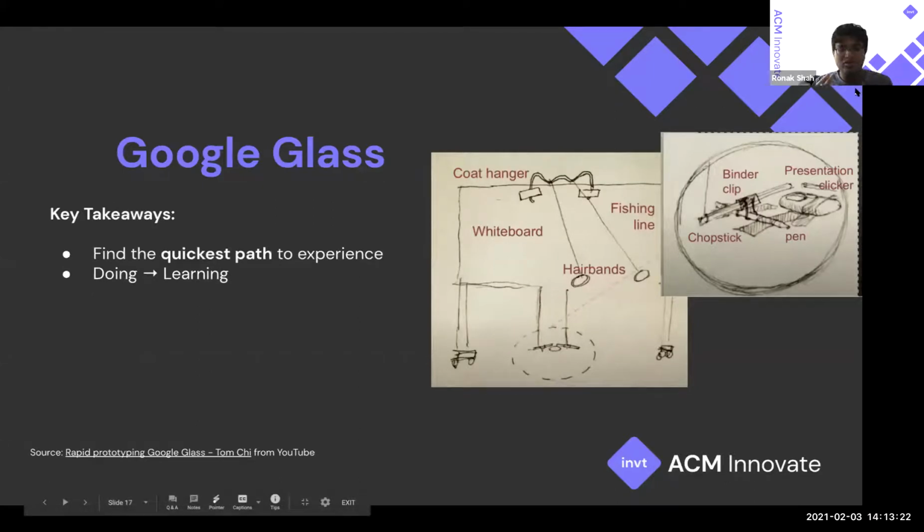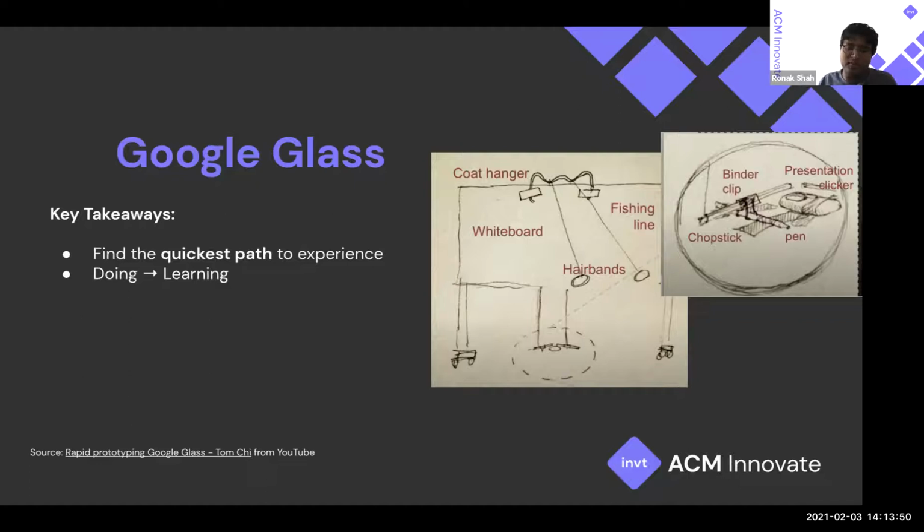So what are the two biggest takeaways I have from this Google Glass presentation? One, you want to find the quickest path to experience, because doing something is going to result in learning, right? If we just sat around thinking about Google Glass, like this idea of super cool glasses that can show technology in front of you, we can come up with different ideas and problems. But as soon as you build a prototype, you run into so many more problems right away. And so that's what I really want to get you thinking about.